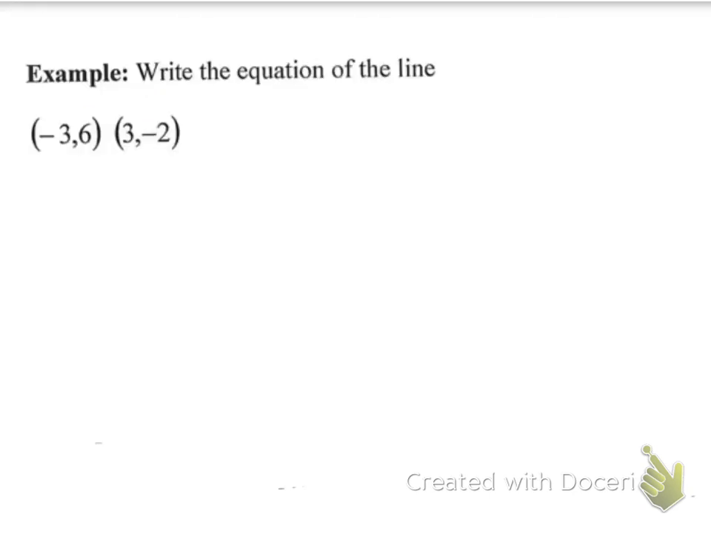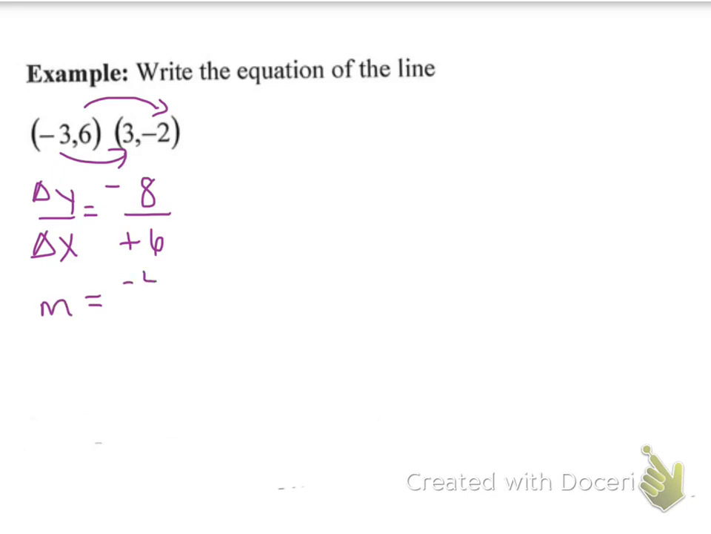So for your first example, you're given two coordinates. In order to use the point slope form, I need to obtain a slope. So when I look at this, my change in y is going down by 8. So my y's are going down by 8. My change in x's are going up by 6. So I can determine that my slope is negative 4 over 3.